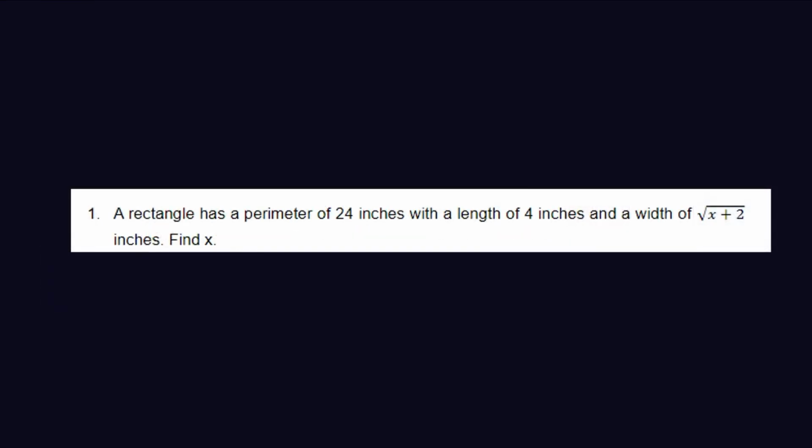Let us first discuss number 1. A rectangle has a perimeter of 24 inches with a length of 4 inches and a width of square root of x plus 2 inches. Find x.